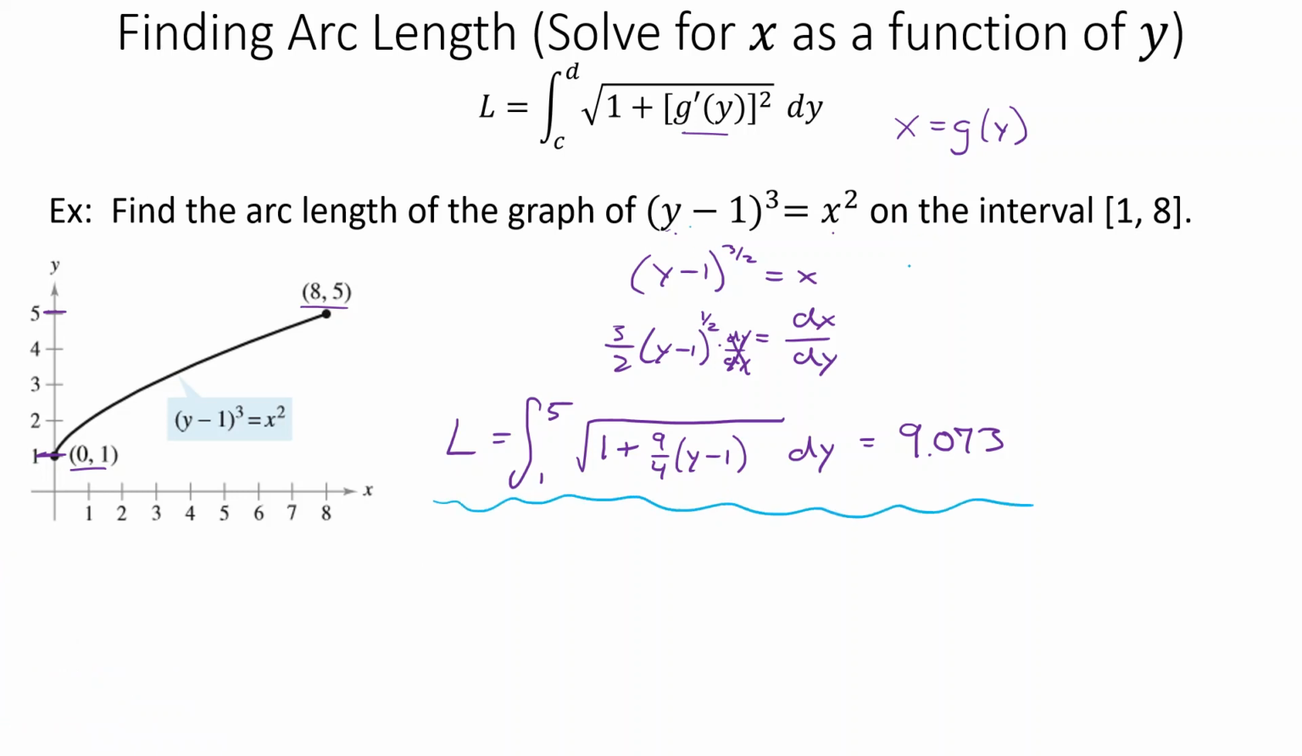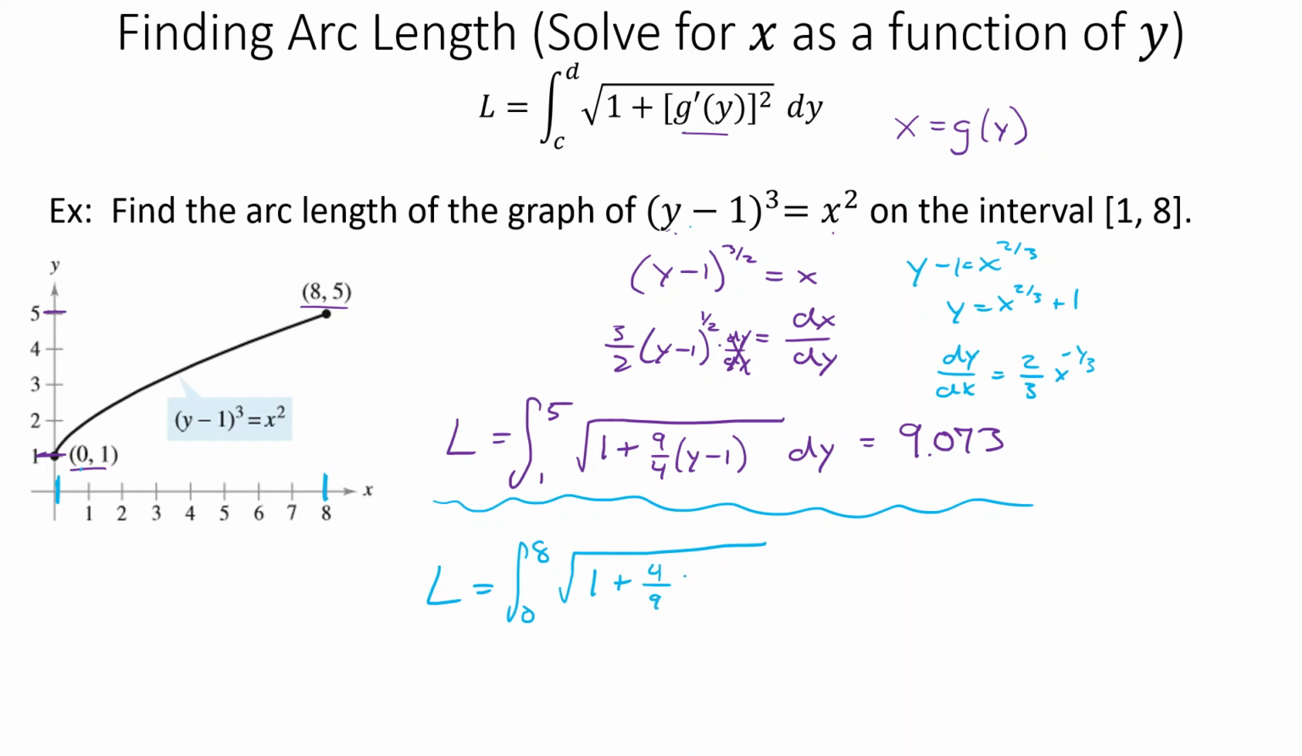And if we did the other way around, if we solved this up here for y, let's see, y minus 1 equals x to the 2/3, add the 1 over, and then take the derivative, dy/dx equals 2/3 x to the negative 1/3. And then we'd get that the length would be the integral from 0 to 8 of the square root of 1 plus 2/3 squared, which would be 4/9, x to the negative 1/3 squared is x to the negative 2/3, dx.